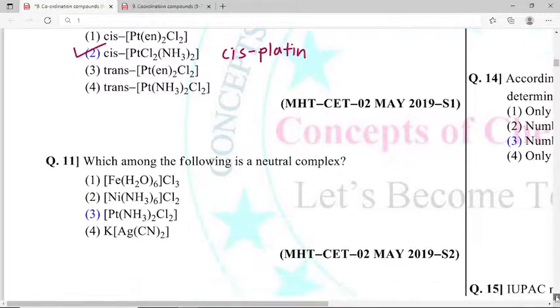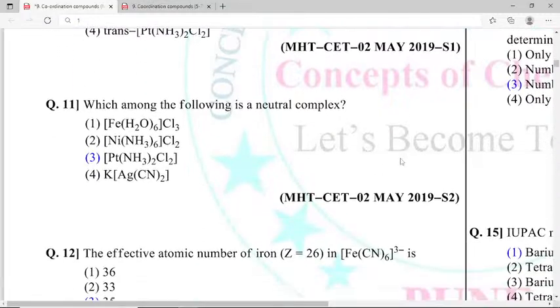Cisplatin. Which among the following is a neutral complex? Neutral complex, Pt(NH3)2Cl2 is a neutral complex. Option number 1, option number 2, both are cationic complex. Cationic complex. Option number 4 is anionic complex. Anionic complex.